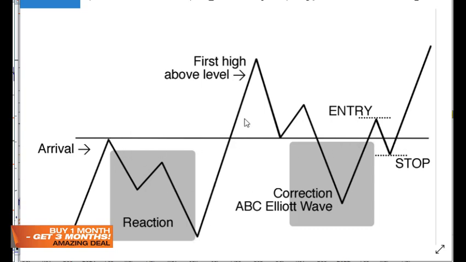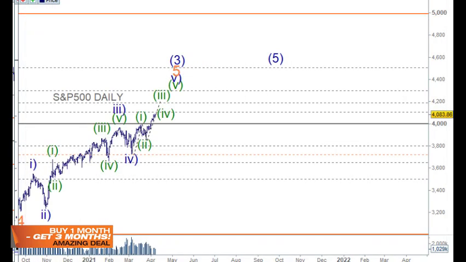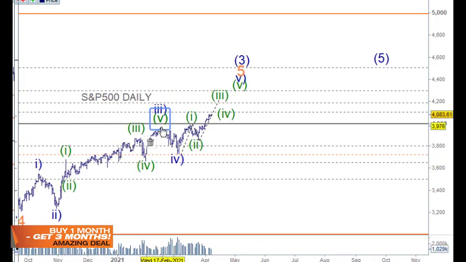So the arrival, the reaction, the first high above the level, the corrective pattern as a larger wave 4, and then a move to the upside on that. In this instance, this would be the arrival, the reaction, and the first high above the level, which is always in 5 waves, so 1, 2, 3, 4, 5, and then we'll see a larger correction here. We'll be looking at that more as time goes on, but our main focus this week is just this impulse wave here.